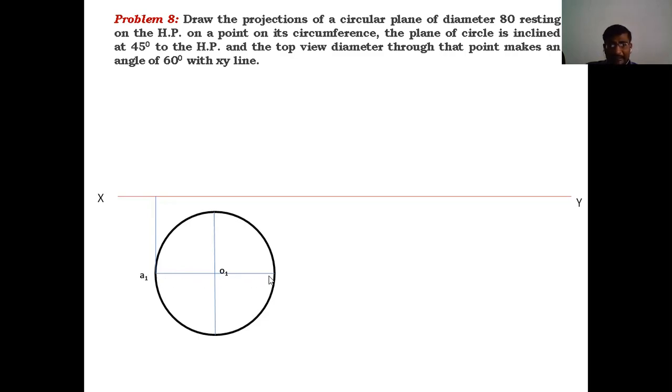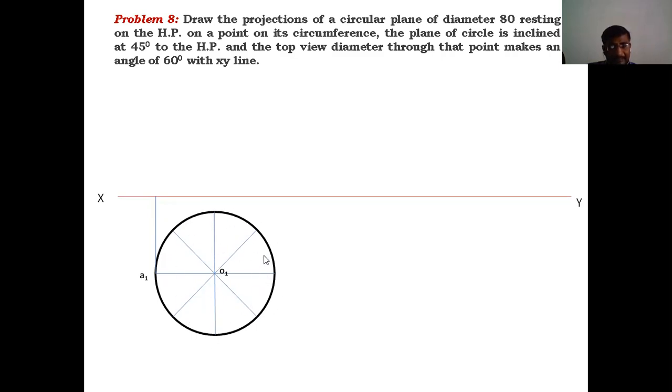After getting the circle, divide it into a number of equal parts. I am dividing the circle into 8 equal parts. So how to divide the circle into 8 equal parts? Draw a 45 degree line from the horizontal line. Then draw another inclined line which makes an angle of 45 degrees with the horizontal or vertical line. Like that, you divide this circle into 8 equal parts: 1, 2, 3, 4, 5, 6, 7, 8.